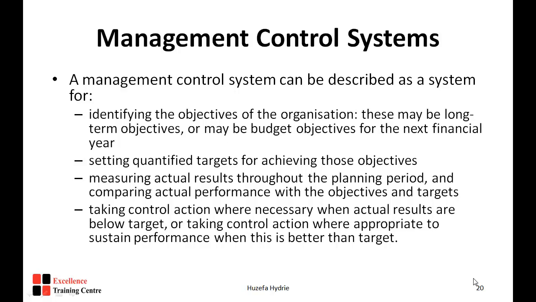Setting quantified targets for achieving those objectives. Now you have an objective to be the number one. You have an objective for the company to come into the top tier banding. Now to do that, what do you have to do? You need to set targets: in order to be one of the top companies, my annual profit should be, suppose, 1 million, 2 million. So you have to achieve those targets.